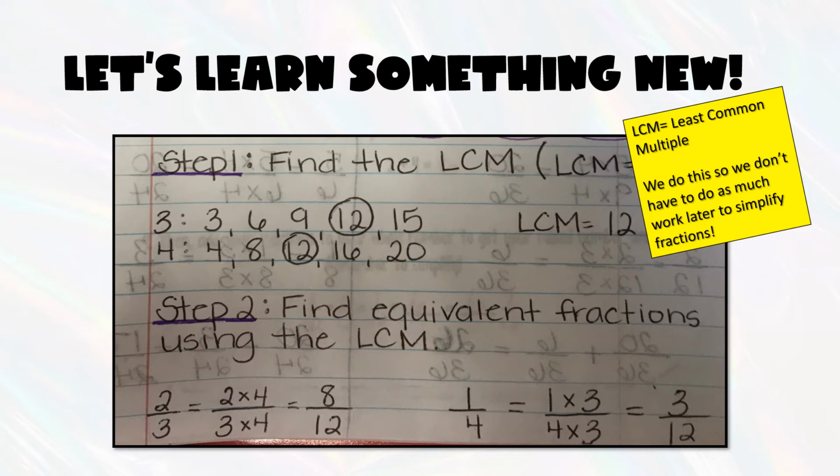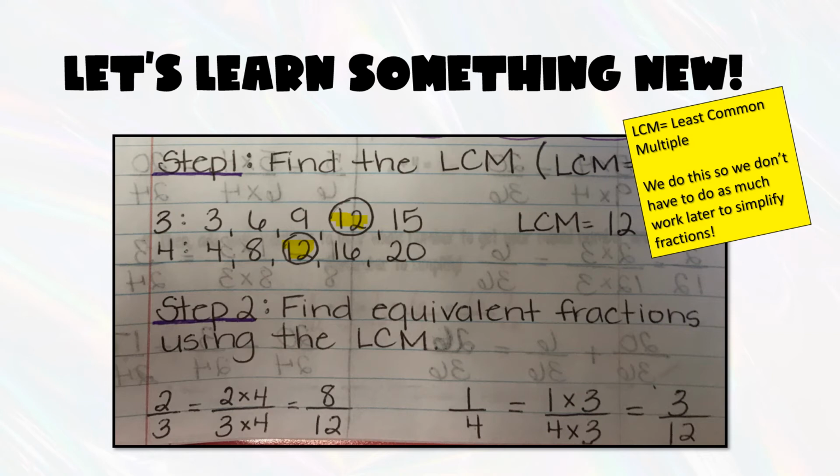And LCM means least common multiple. We do this so that we don't have to do as much work later to simplify the fractions. The denominators that we saw in that first slide were 3 and 4, and the one that they have in common is 12. So we have to find equivalent fractions using the least common multiple.